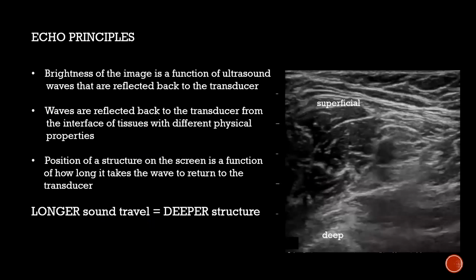Brightness of the image is a function of ultrasound waves that are reflected back to the transducer. Waves are reflected back to the transducer from the interface of tissues with different physical properties. Position of the structure in the screen is a function of how long it takes the wave to return to the transducer. The longer the sound travels, the deeper the structure. So the more superficial the structures, it will appear at the top of the image, and the deeper the structure, it will appear at the bottom of the image.